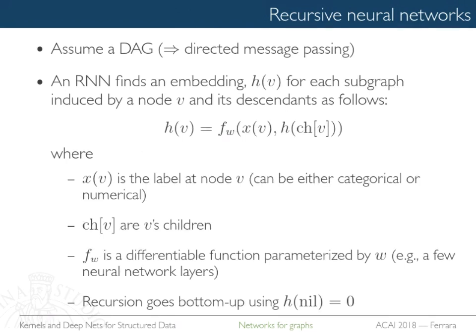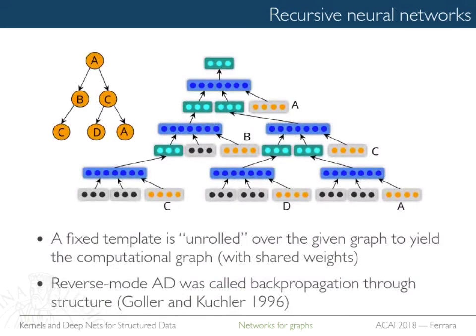Okay, now the idea is the following: the embedding at this vertex is computed by a differentiable function f, parameterized by some weights w, that depends on the contents at v and the embeddings of the children of v. Okay? That's fairly simple. Let's look at an example. So let's say this is your graph, and you want to do the embedding.